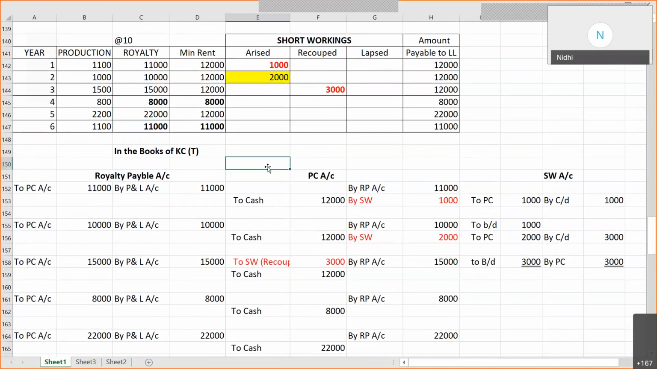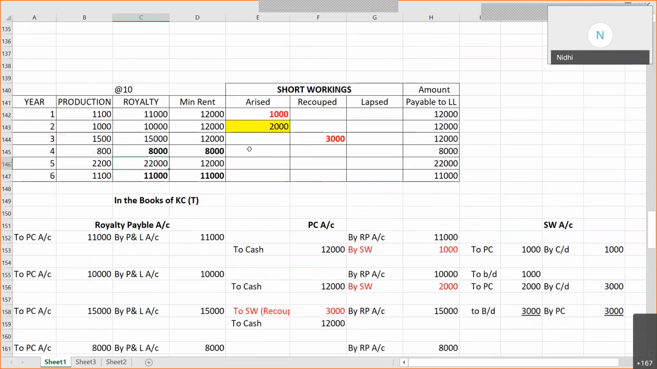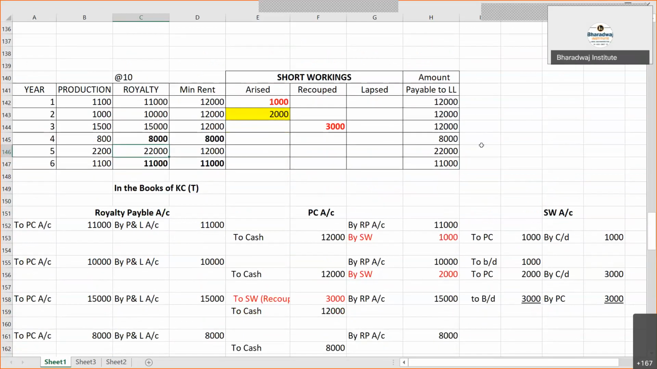Explain the concept of subsidy. Subsidy is nothing but for your loss, some amount is given to you. Adjust that amount, and the balance you transfer to P&L account. For example, if the short workings lapse is 40,000 and a subsidy of 20,000 is given, you will account it by cash, and only the balance 20,000 you transfer to P&L account.